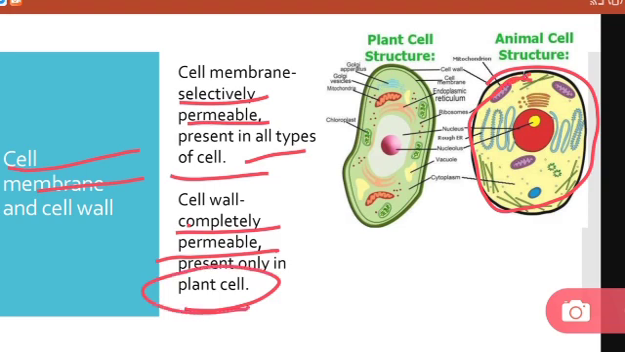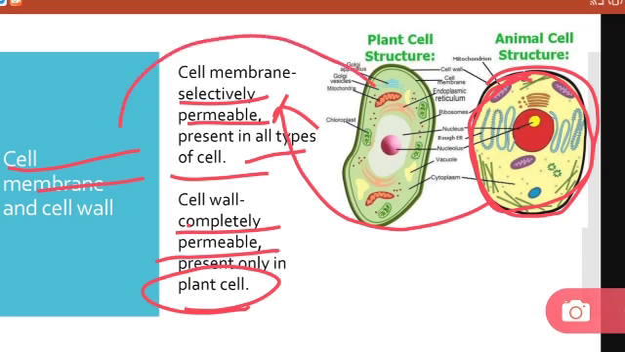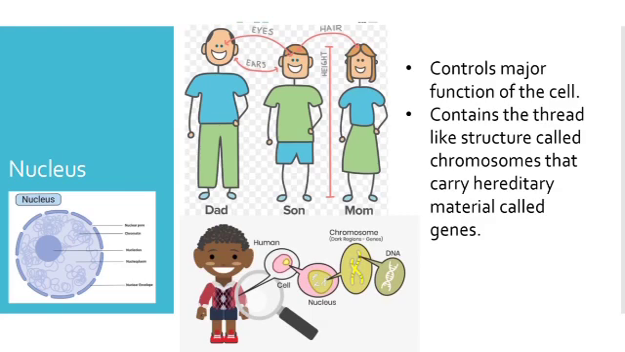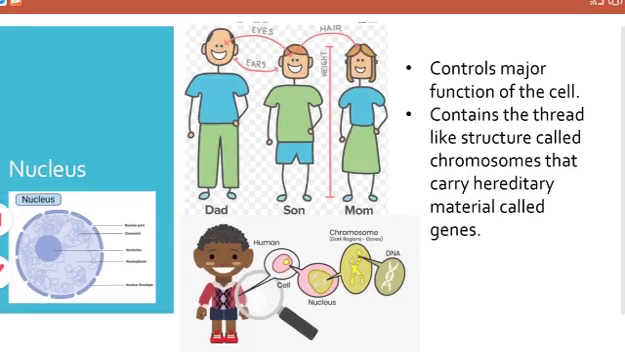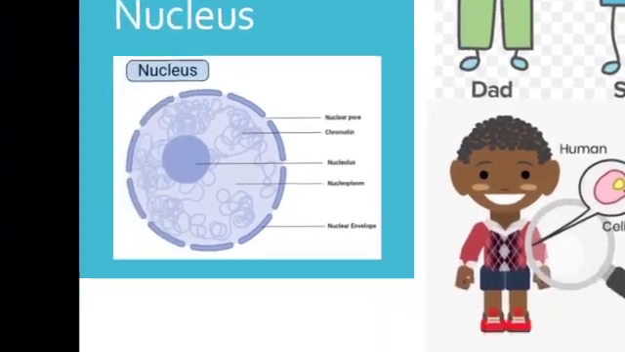So in animal cell you will see that the outer membrane is the cell membrane, and in plant cell what you can see, the outer membrane is the cell wall, and then comes the cell membrane. Okay. Next structure is your nucleus. So let us see the structure of nucleus, which is present at the center of the cell.